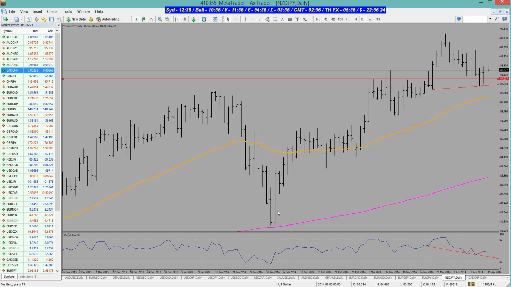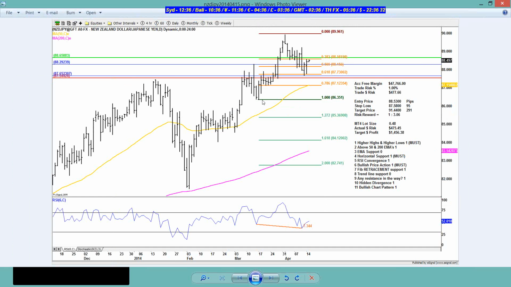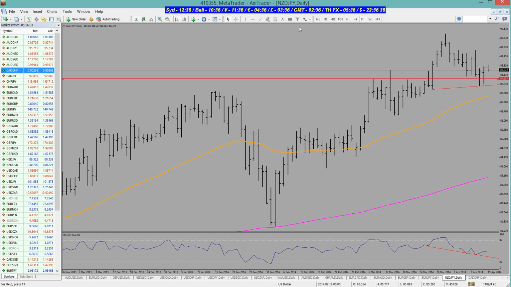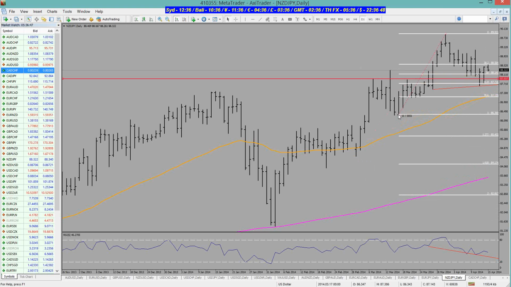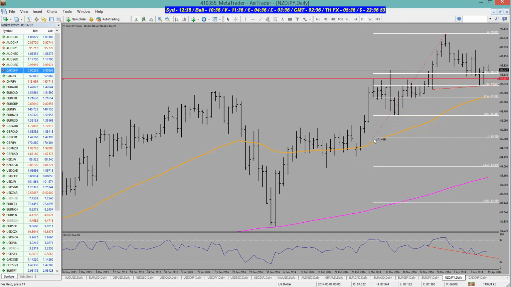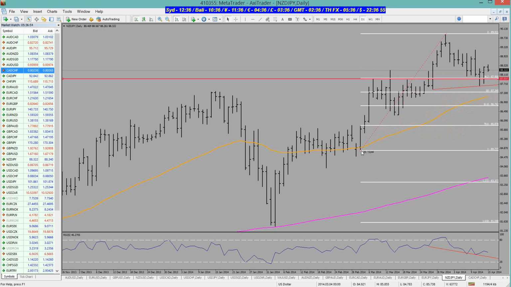Not sure if I've got the fib placement right. Okay, fibs. Yep, as I said, that's a reasonable place to put it. But you could also have it from there. Either one would suffice: if you think that's the cycle, or if you go, well, no, this is the move, and have it from there. Either one, you're getting the fib support, either the 382 or the 618.